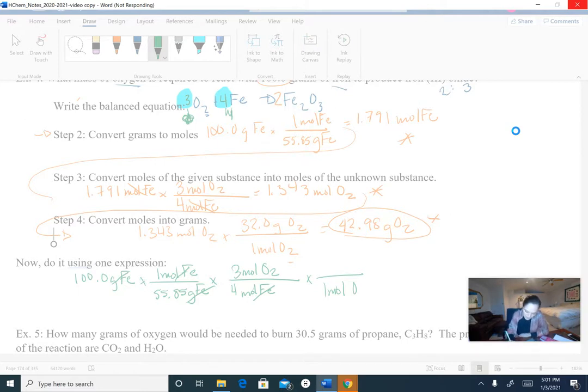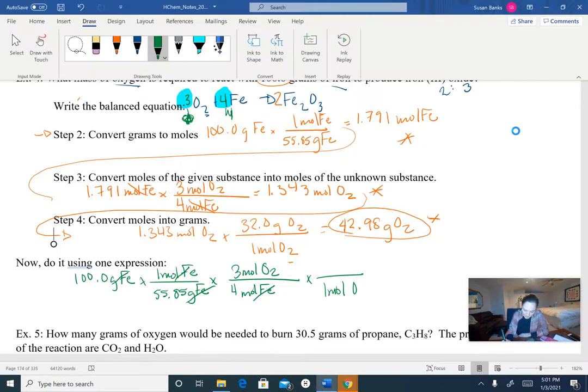So 1 mole of oxygen is 2 grams of oxygen. Now remember, oxygen is diatomic, so 32 grams of oxygen. So my moles of oxygen cancel. I have grams of oxygen, which is exactly what I wanted to know. I wanted to know how many grams of oxygen.